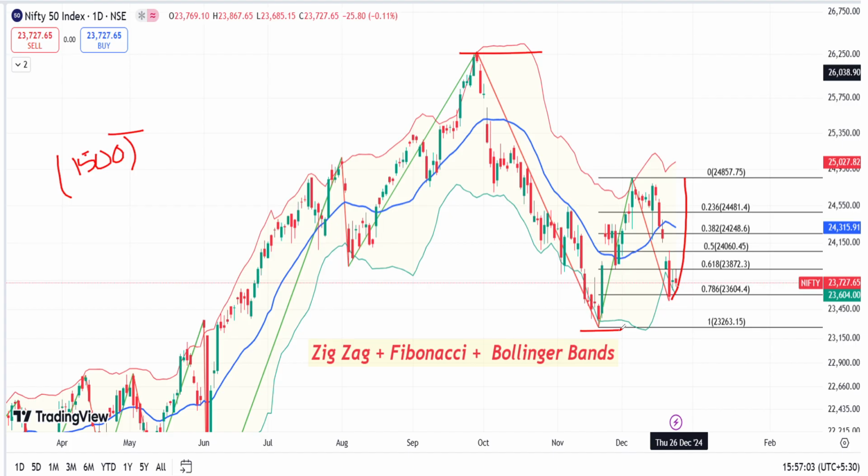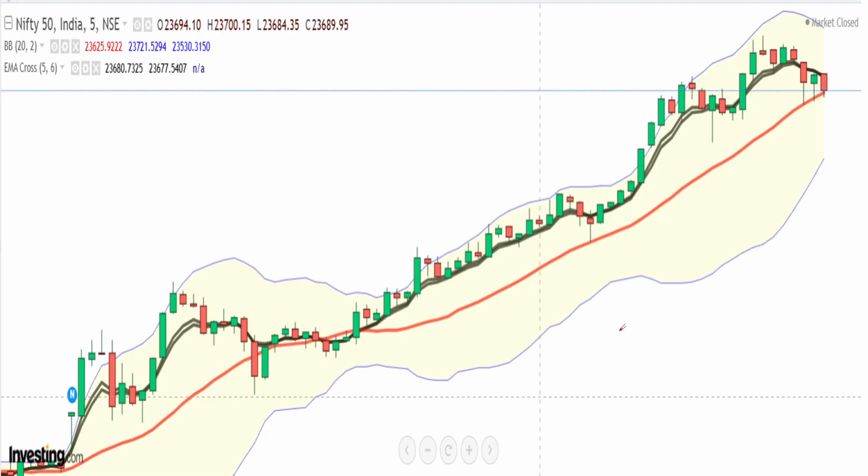Okay, so this is one of the best settings, zigzag plus Fibonacci plus Bollinger Band. So what we are doing, we are finding the tops and the bottoms plus the Fibonacci. That means we are finding the ranges plus a Bollinger Band. This is one of the deadliest settings we can do with this Bollinger Band. This is something you'll not find in any YouTube video.